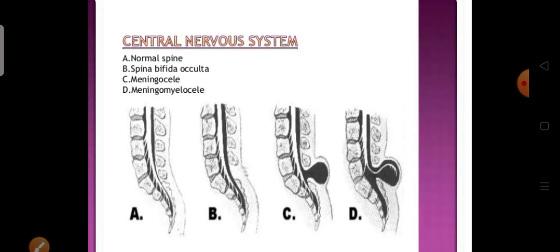Here, if you see the normal shape of the spinal cord is like this. Next, here only one fusion will be there, that is called spina bifida occulta. Here, a little bit of the meninges and a little bit of the layers are also involved, that is called a meningocele. Next, meningomyelocele, here the spinal cord as well as some of the layers are also involved.